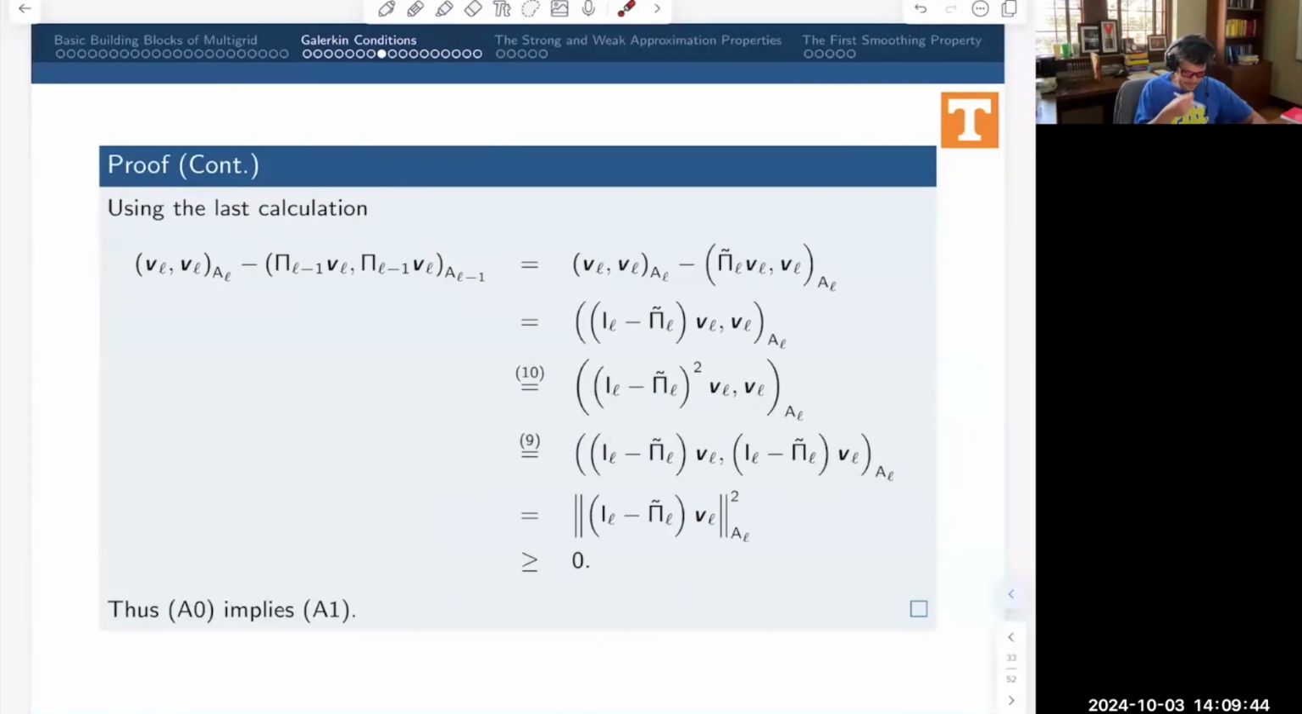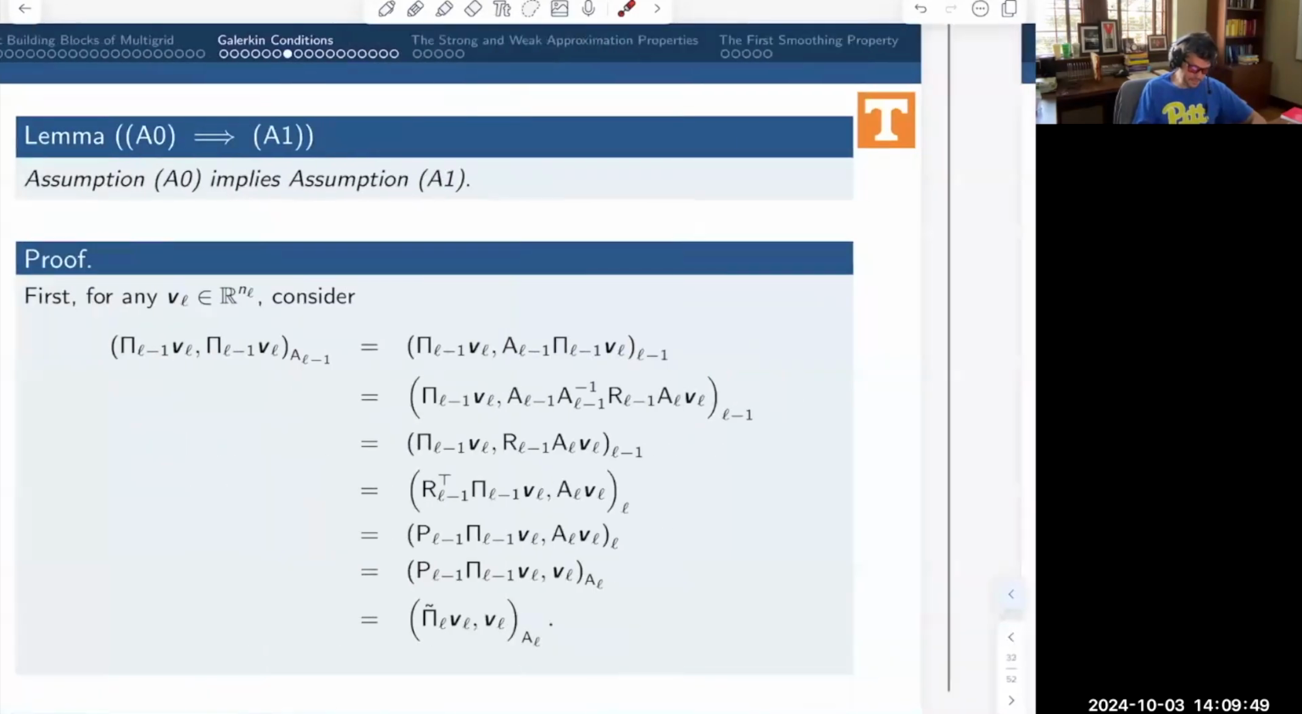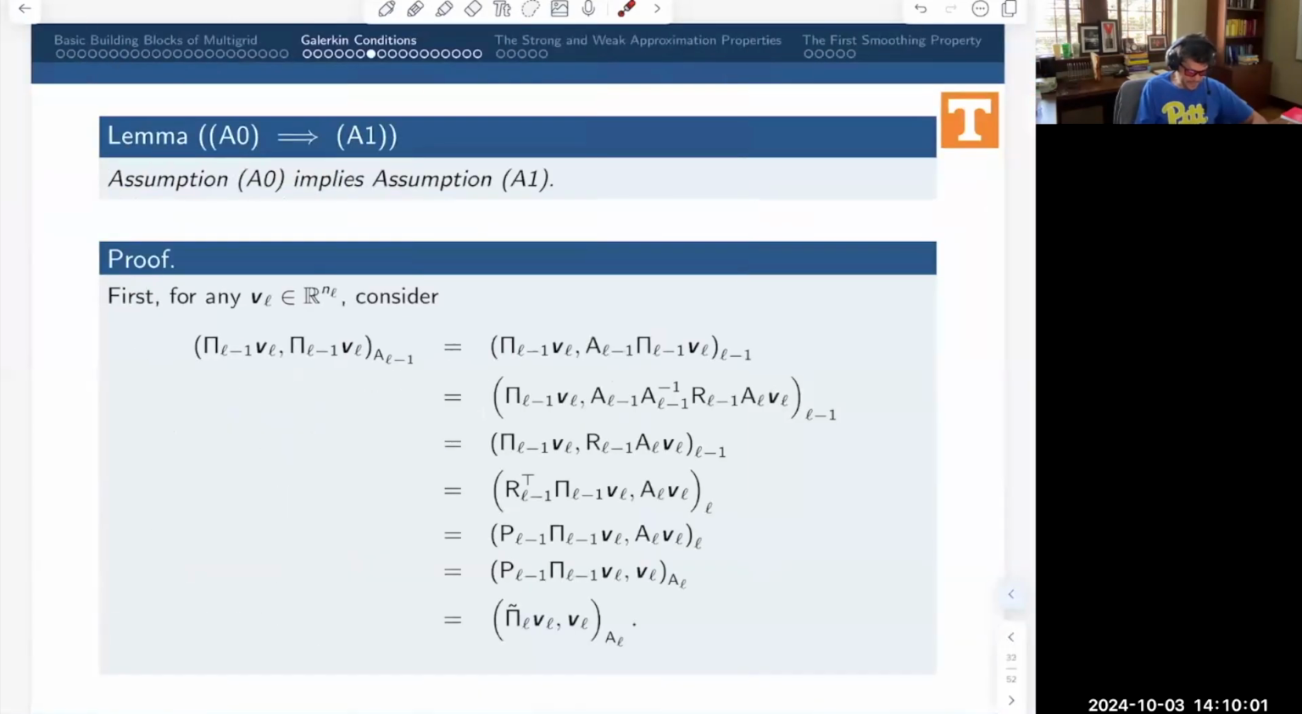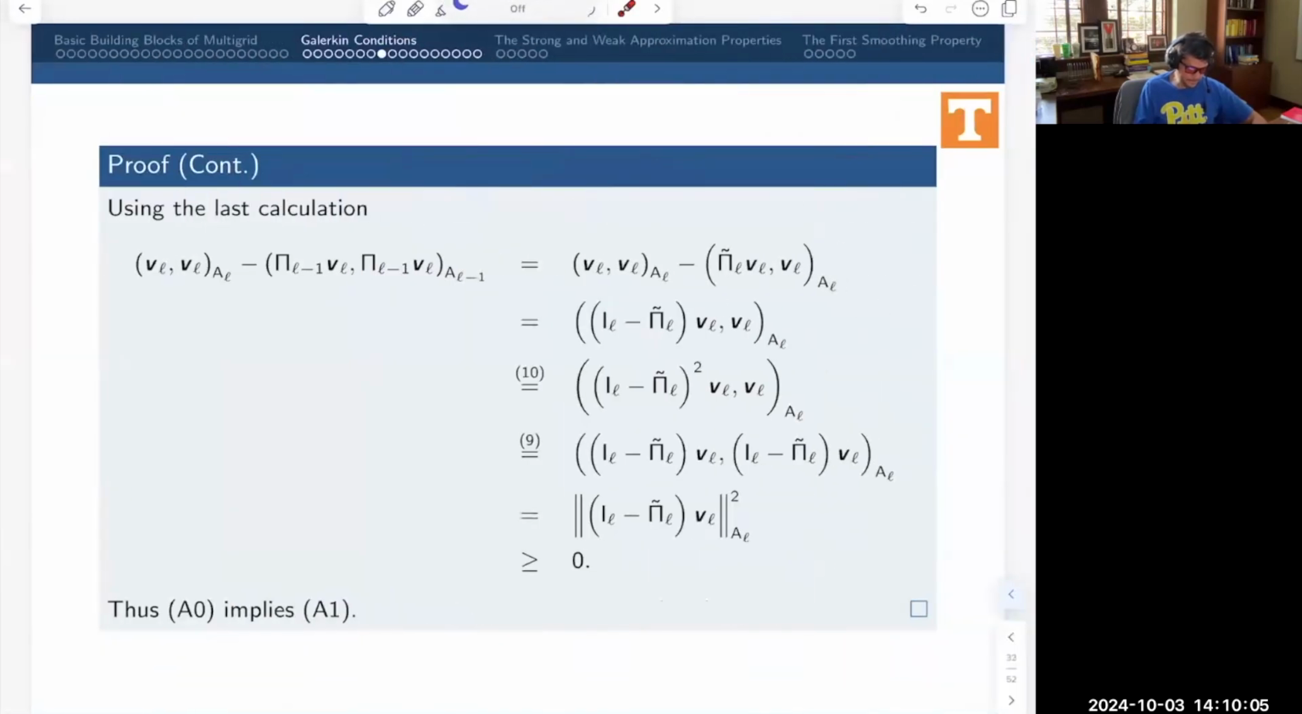The last calculation that I need to show is that this minus that is greater than or equal to 0. If I can show that, then if I move this to the other side, I've proven exactly what I wanted to show. We're going to use that last calculation, namely that this is equal to that, to obtain exactly that. So we want to show that this is greater than or equal to 0. That will give us what we want. That's the weak Galerkin condition. So how do we show that?